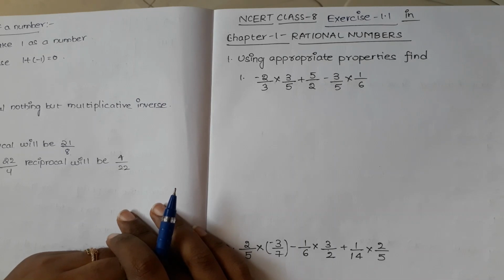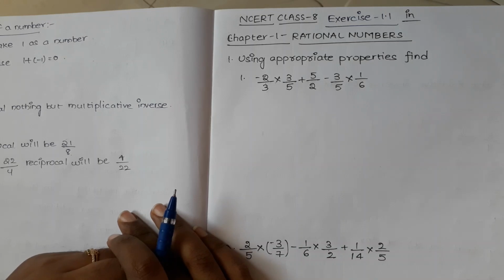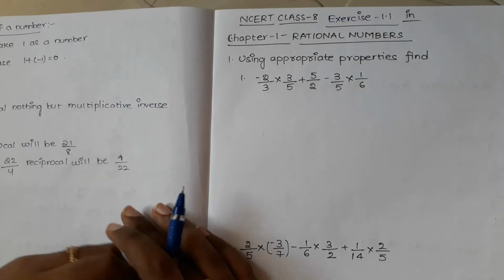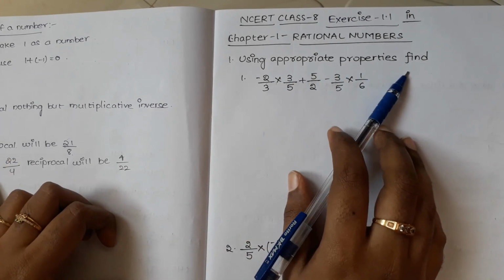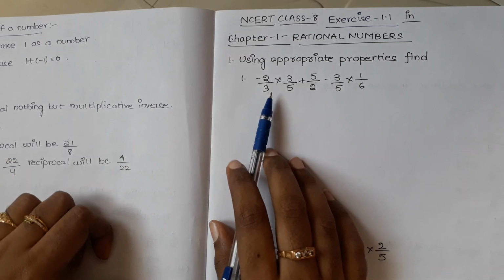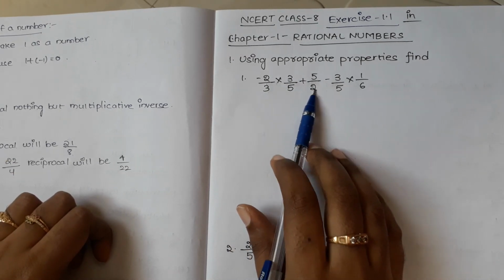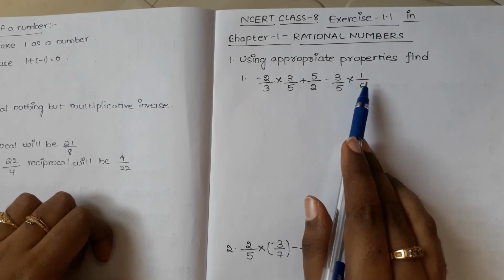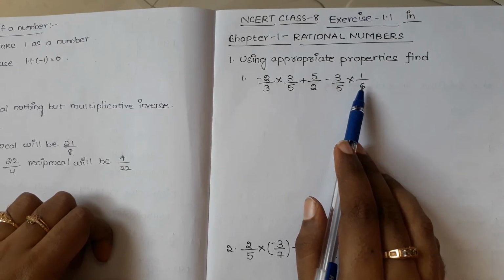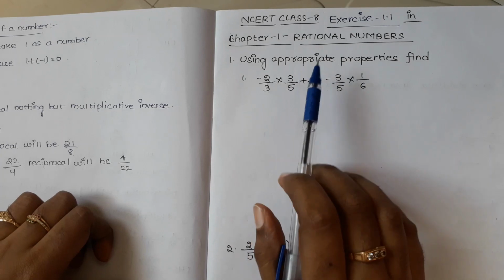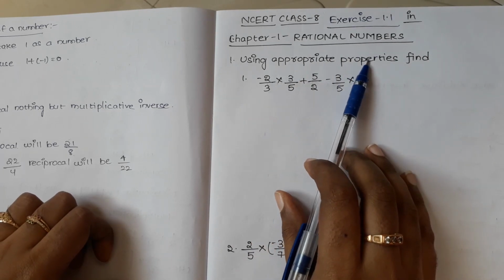Today we are going to discuss exercise 1.1 in rational numbers, chapter 1. Here we have some problems, and we have to solve those problems. Using appropriate properties, find: they have given one problem as minus 2 by 3 into 3 by 5 plus 5 by 2 minus 3 by 5 into 1 by 6. We have to solve this problem using appropriate properties as we learned in the previous video.